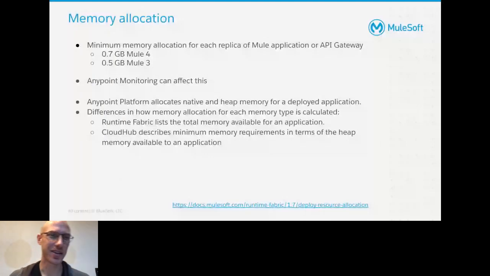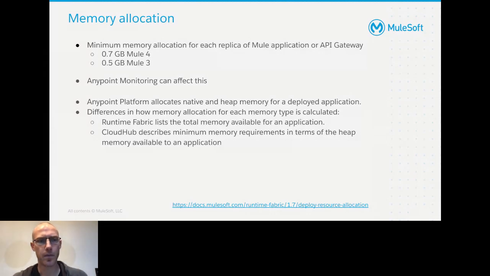Now, I'd like to say that the memory allocation is much simpler than the vCPU. The minimum amount of memory we can allocate in Mule 4 is 0.7 gigs, and in Mule 3 is 0.5. When endpoint monitoring is enabled, another 50 meg is reserved for running endpoint monitors sidecar containers, which can burst up to 70 meg for each app deployed when processing metrics data. And the platform allocates native and heap memory for deployed apps. The heap memory is essentially the portion of the total memory that's made available to the Mule runtime and the application. And that memory is used for tasks like handling payloads.